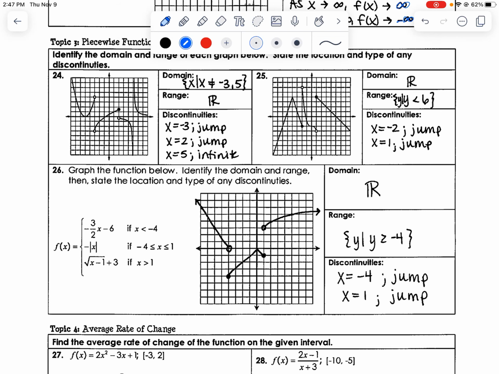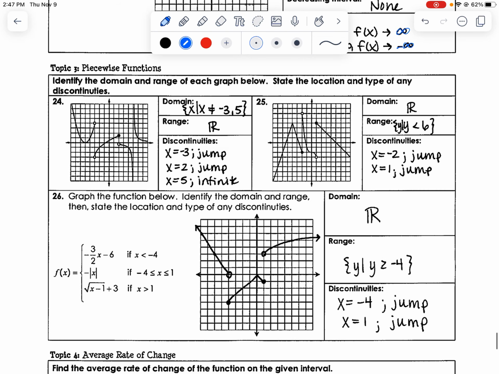Hello everyone, welcome to part 4 of the functions test review and study guide. We are talking about piecewise functions here.